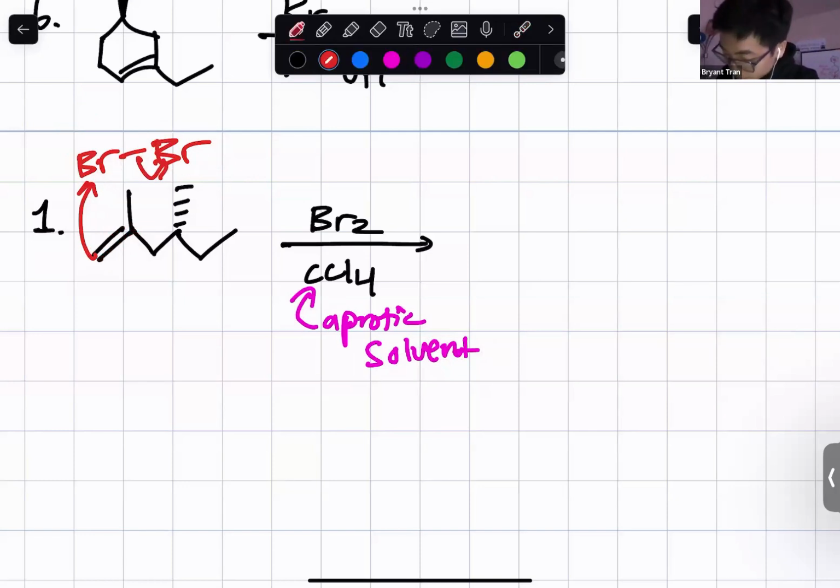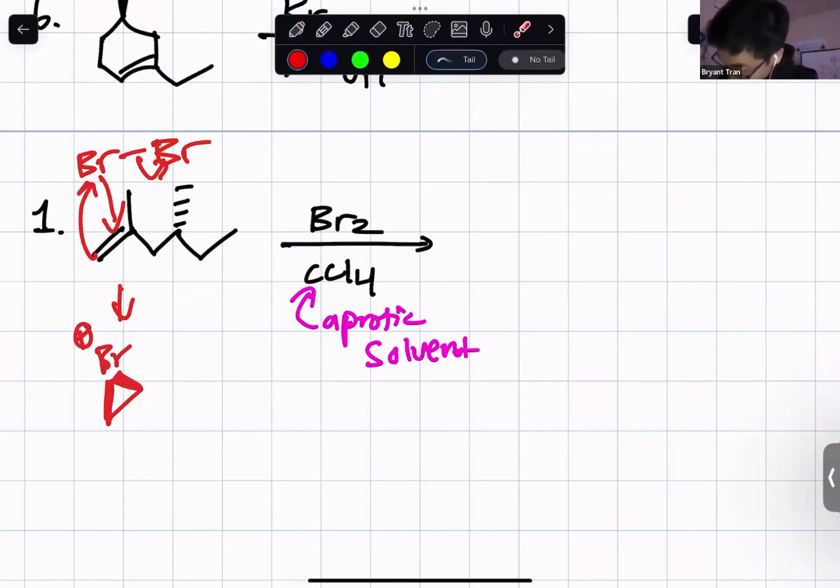Because of that, the bromine being attacked is going to attack the other carbon of the alkene at the same time, right? So all these 3 arrows here happen simultaneously. And because they're happening simultaneously, we're going to form this bromonium ion ring on the same face. It could either be both wedges like I just drew out, or both dashes, right? Where they're syn to each other, on the same side.